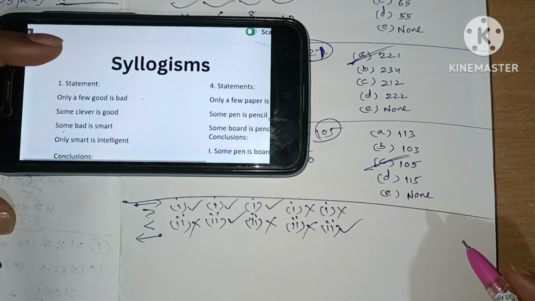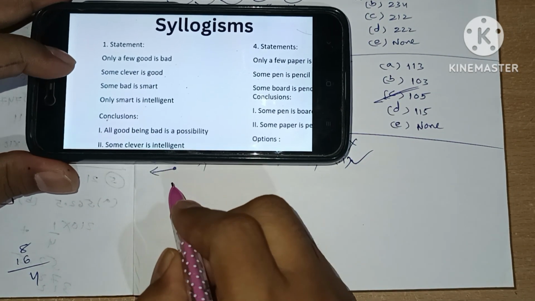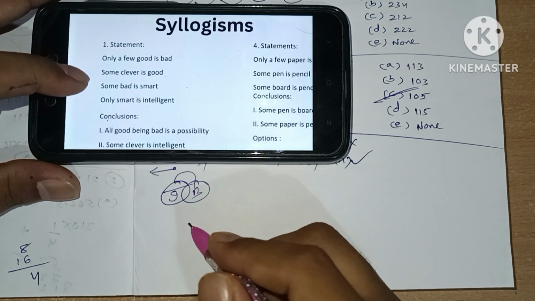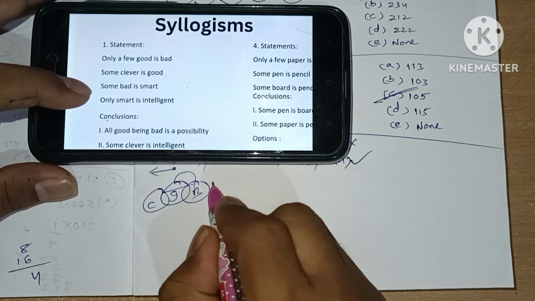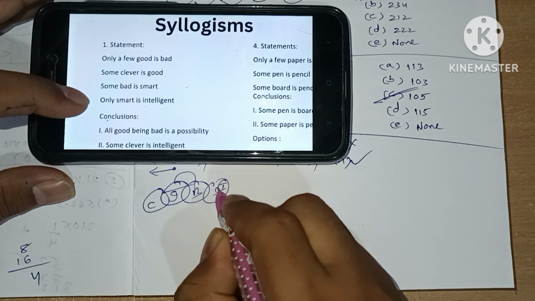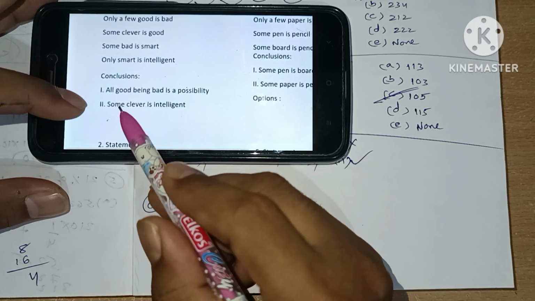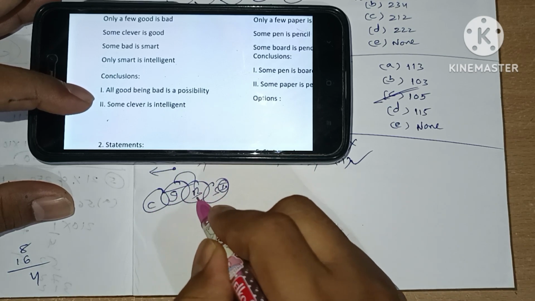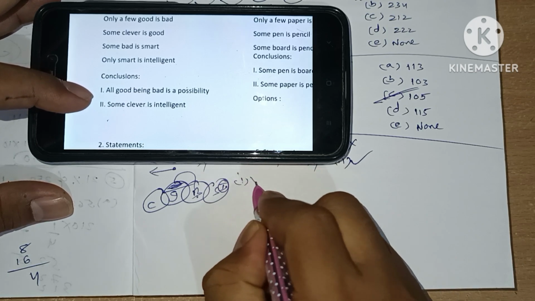Now we are going to see syllogisms. First question, only a few good is bad. Some clever is good. Some bad is smart. Only smart is intelligent. So intelligent is inside smart and doesn't share with anything except smart. So let's see conclusions. All good being bad is a possibility. All good can be placed inside bad. It is not possible because of this part. So first conclusion will be false.